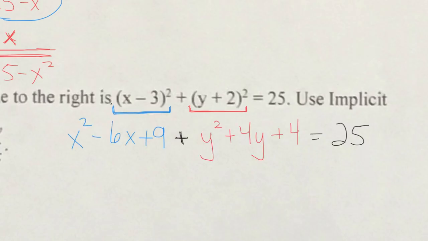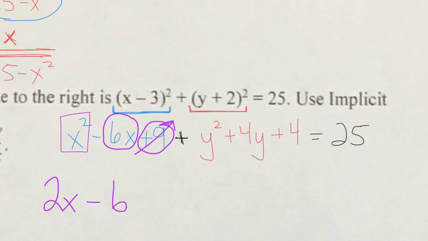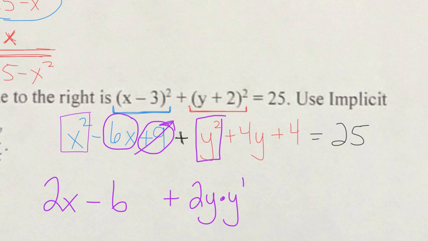Now let's take the derivative implicitly. So let's look at every single term. What's the derivative of x squared? 2x. Minus, what's the derivative of 6x? 6. What's the derivative of a constant? 0. So that one's not included anymore. Plus, what's the derivative of y squared? 2y, and we always have to multiply it by y prime. Okay, this is our chain rule for y, right? It's dy/dx. And since there's no x in that term, the derivative is 2y and then y prime.